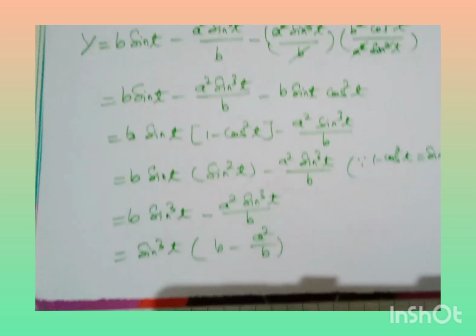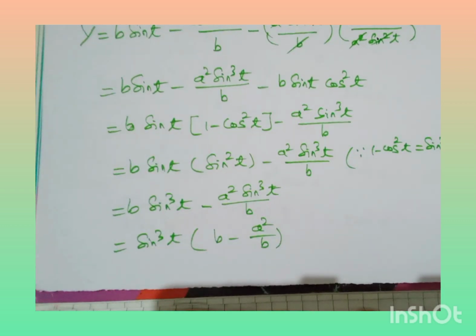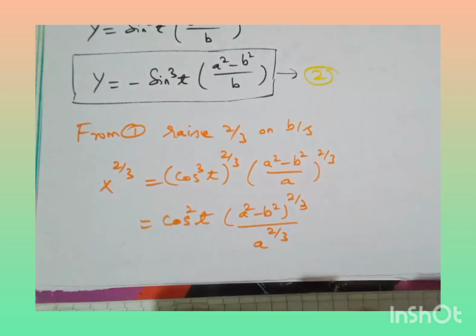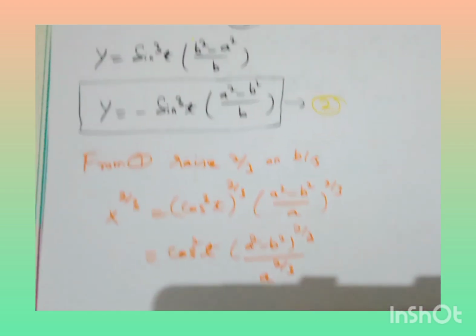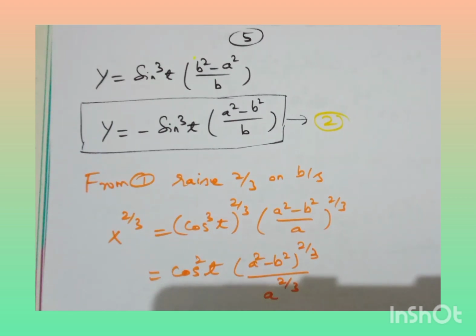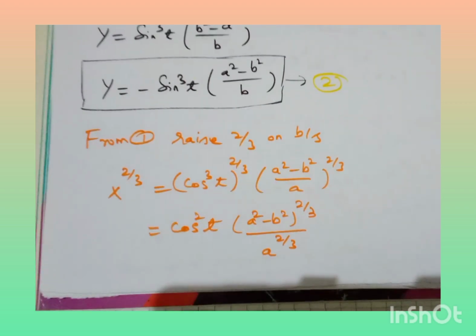So it becomes sin cube t into b into a squared by b. Okay, then it will become y sin cube t can be written as b squared minus a squared by b. So capital Y is equal to minus sin cube t, a squared minus b squared by b. And then this is equation number 2.